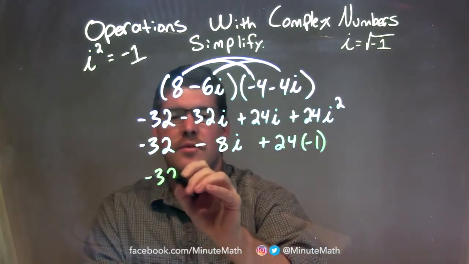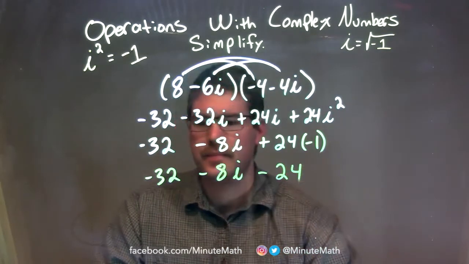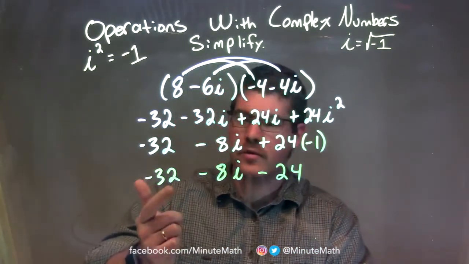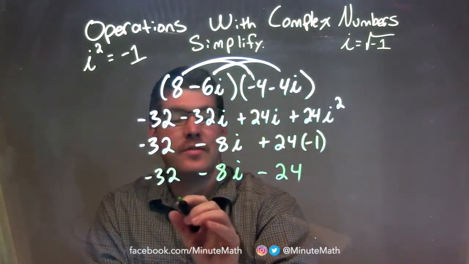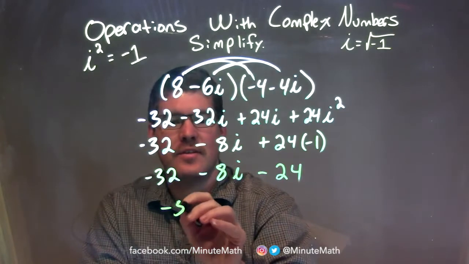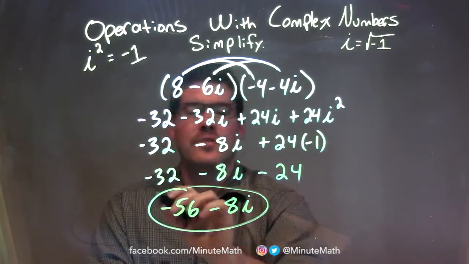So we have negative 32 minus 8i minus 24. Well, let's combine our two real numbers, the negative 32 and a negative 24, and that comes out to be a negative 56. So we have a negative 56 out here minus 8i. And that is our final answer.